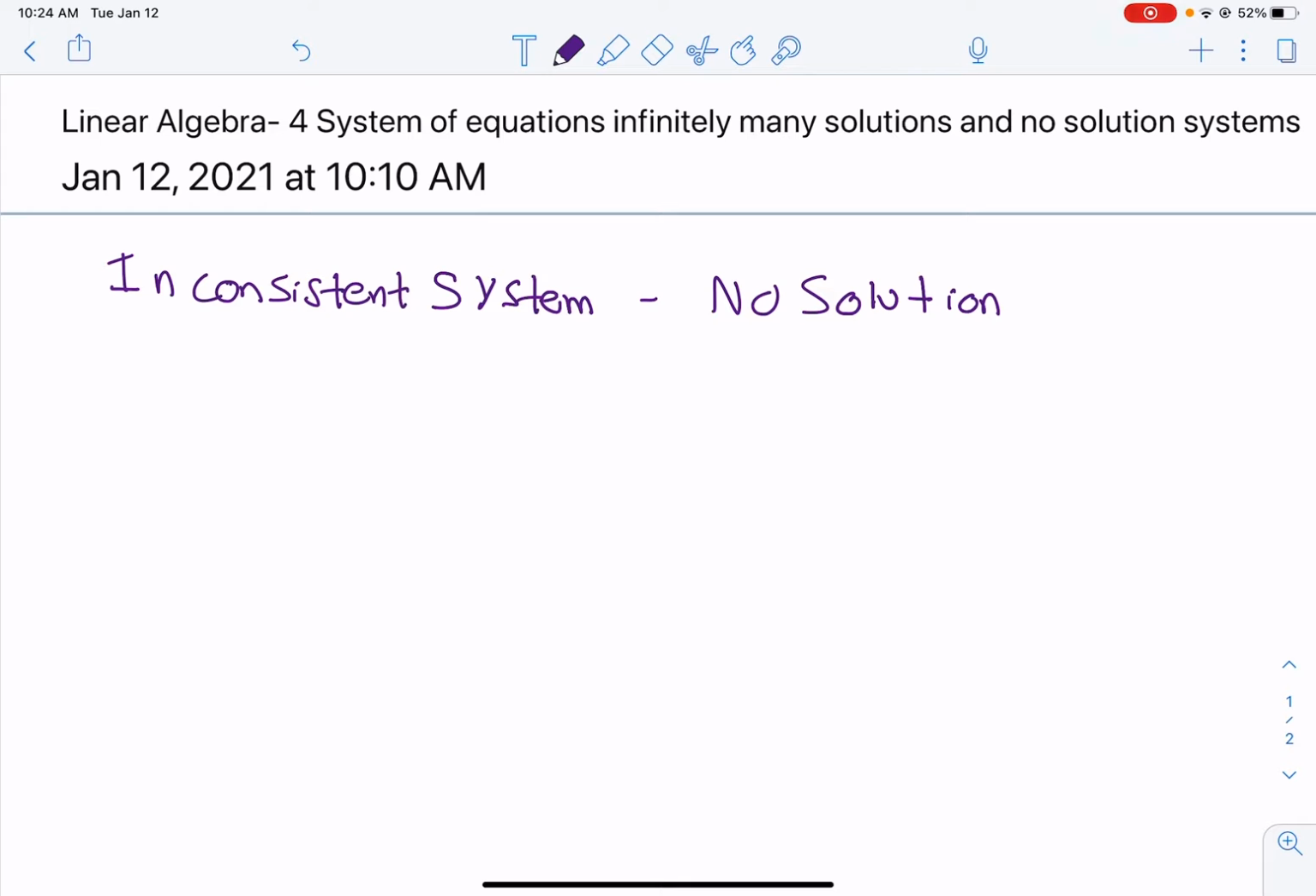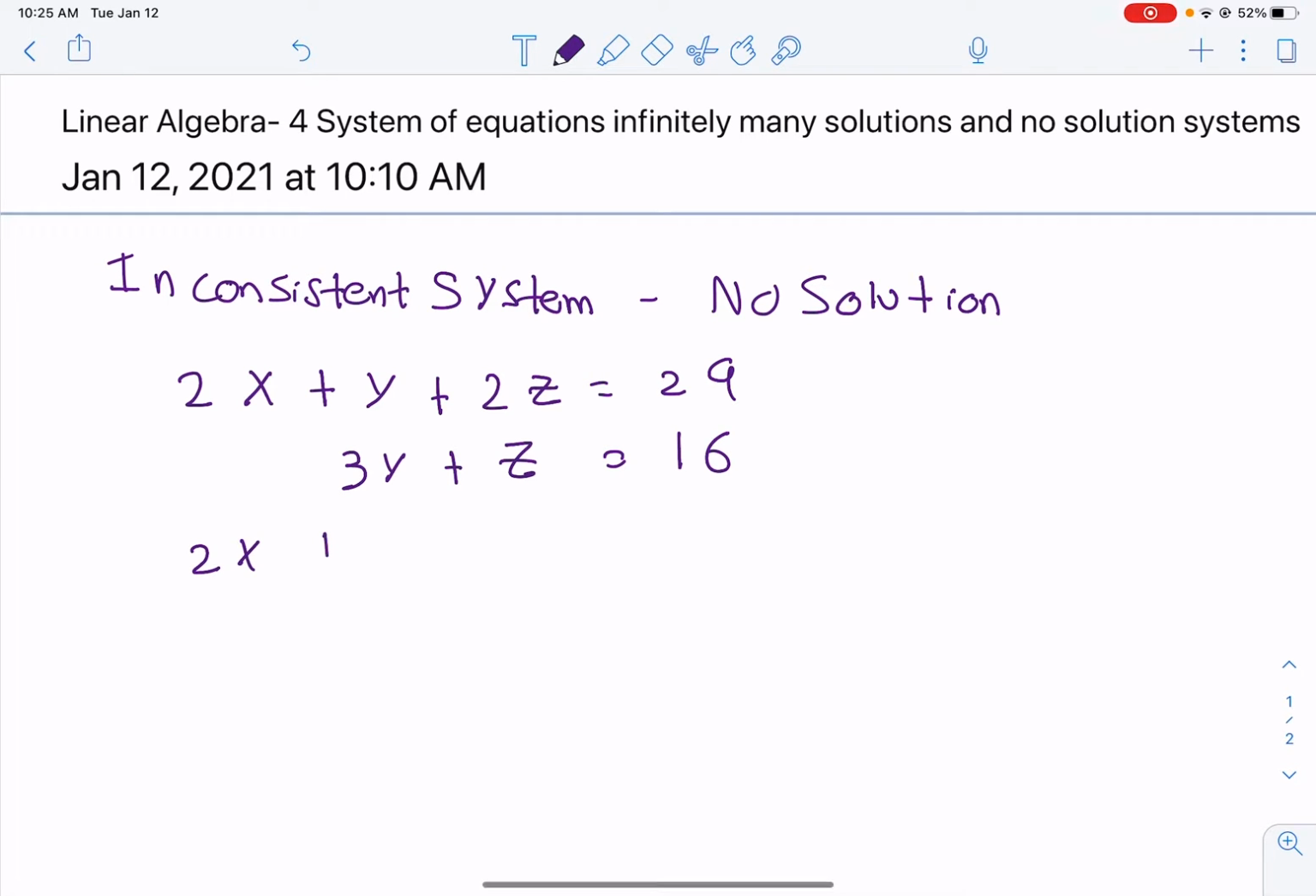In these type of systems, we can call them inconsistent systems. They have no solution. I'm just going to write our example here. So 2x plus y plus 2z equals 29, and then 3y plus z equals 16, and then 2x plus y plus 2z equals 20. So we've got equation 1, 2, and 3.